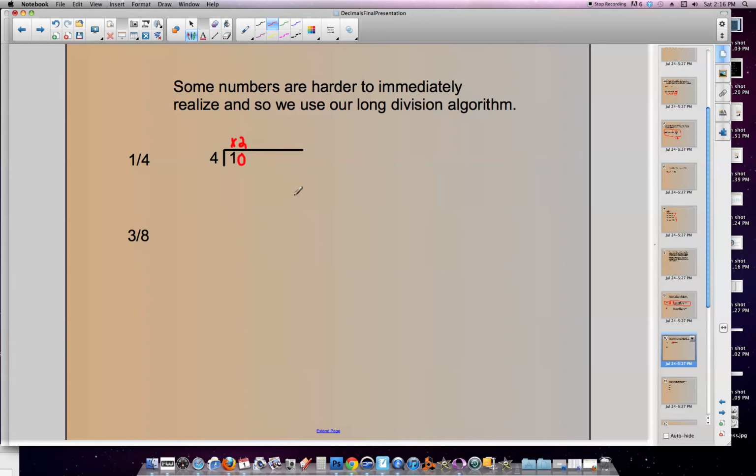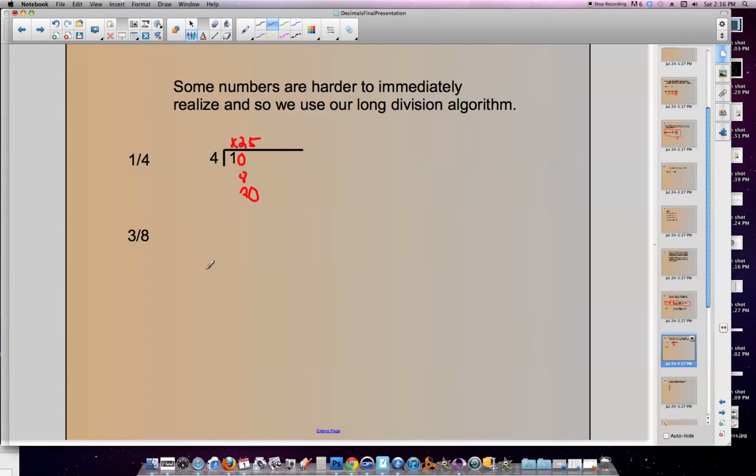So we've now accounted for 2 groups of 4 out of these 10, which is 8, right? So there are 2 tenths remaining, and we can't make another group of 4. But could we make a group of 4 out of 20 hundredths? Well, yeah, absolutely, we can make 5. So our answer becomes 0.25.